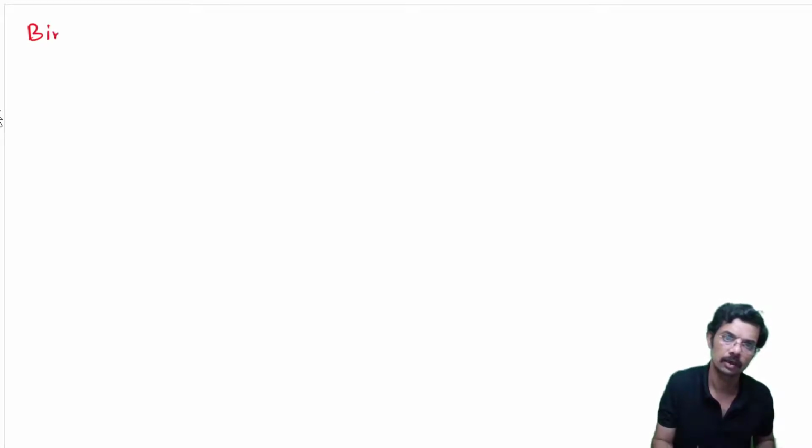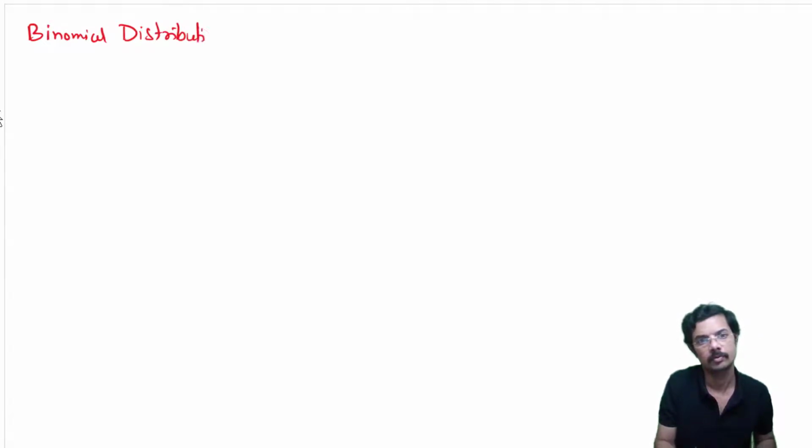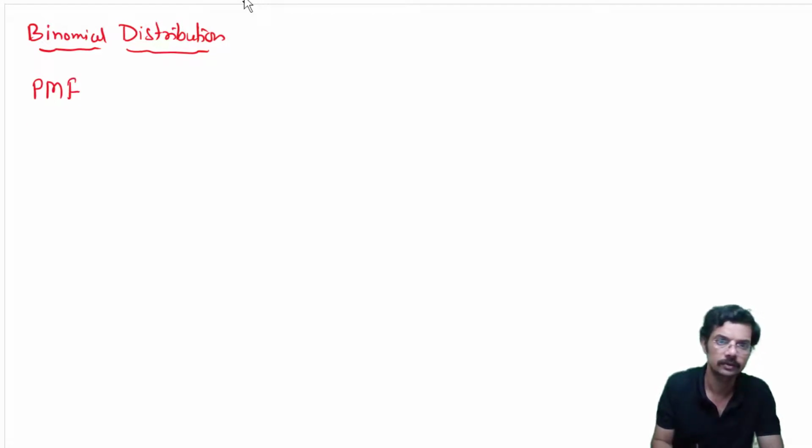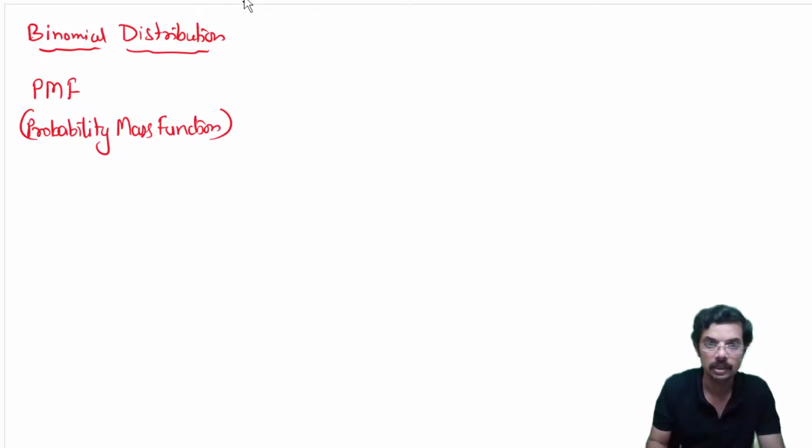Now we should understand what a binomial distribution is. In the binomial distribution, the probability mass function f of x is given by nCx, instead of r we take x, into p raised to x into q raised to n minus x.